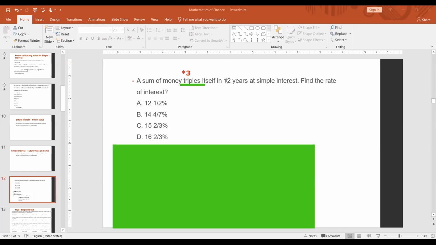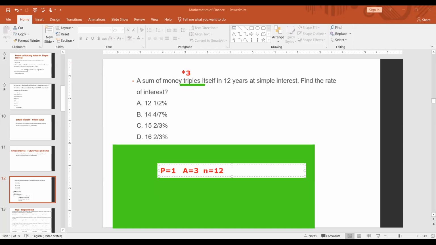Triples, right? So in 12 years, the number of periods is 12. So how are we going to write the answer? If we assume that A equals 3, why is it 3? Originally we assume we are going to invest 1 rupee or $1 or £1, whatever, it's 1, right? Then A would be 3 because it's a multiplication of 3 after how many years?